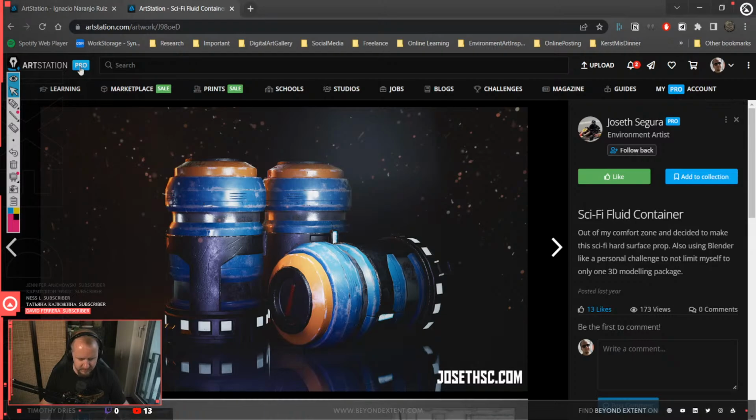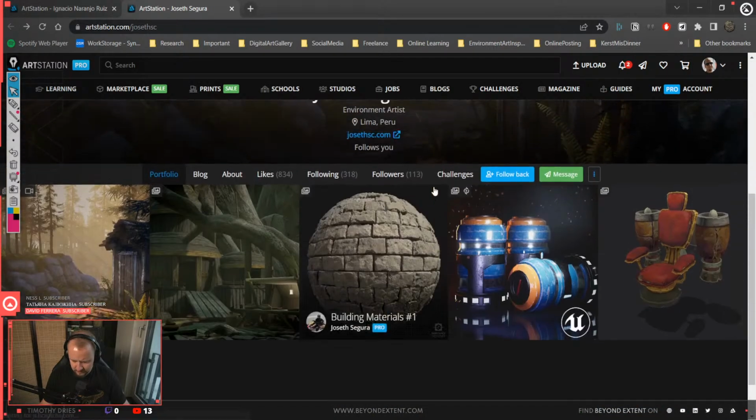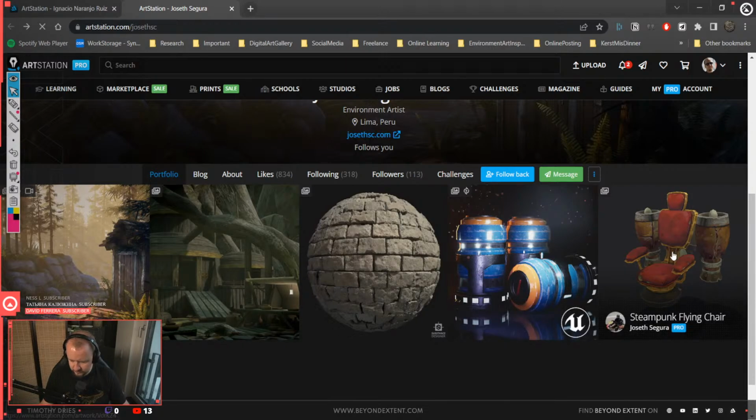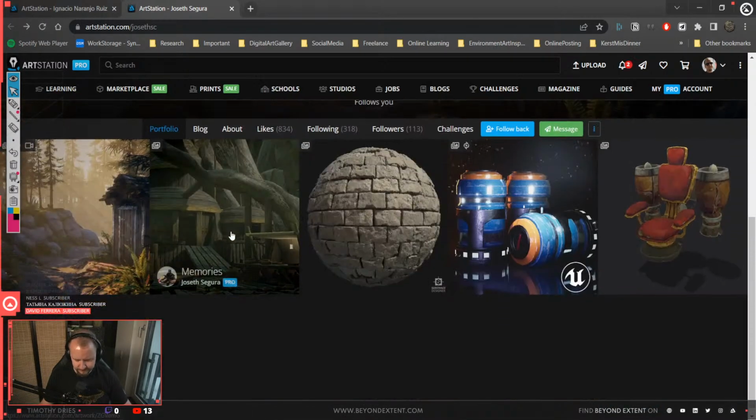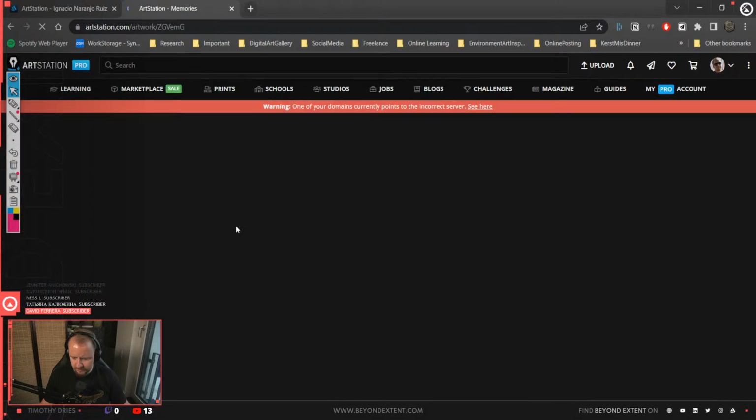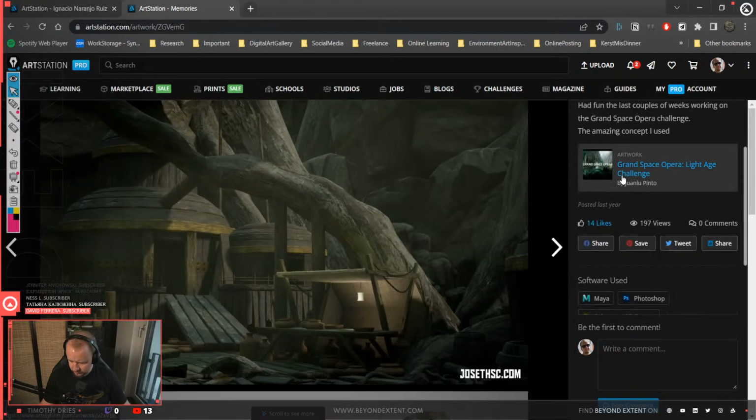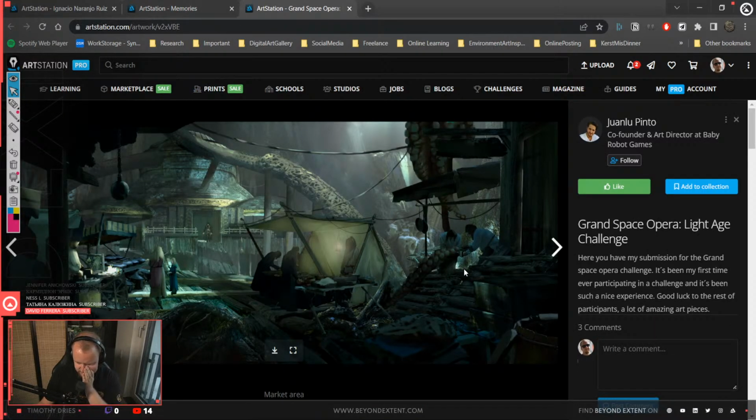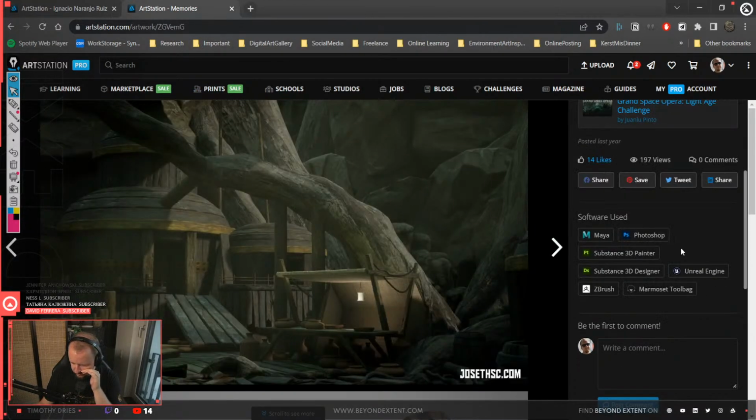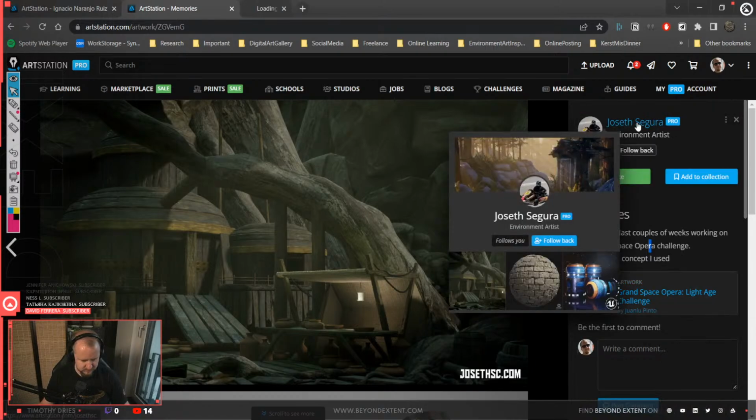All right, moving on. Let's have a look. So we looked at these containers. I'm gonna quickly look at when this was made. 2 years ago. I'm honestly gonna skip this one then, because I want to look at more recent work. Last couple of weeks working on the Grand Space Challenge. Okay. So wait, let me see. I'm interested in this. Oh no, I wanted to see your challenge entry. Hold up.